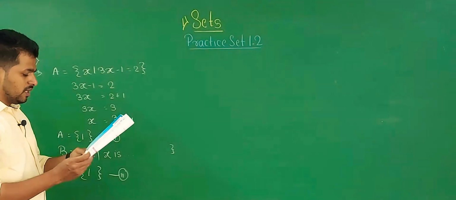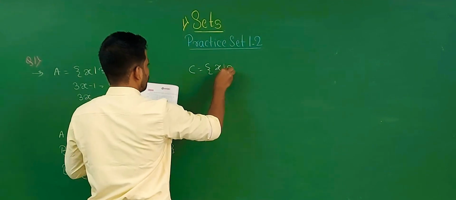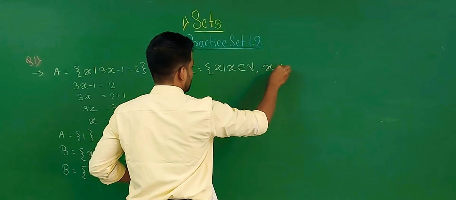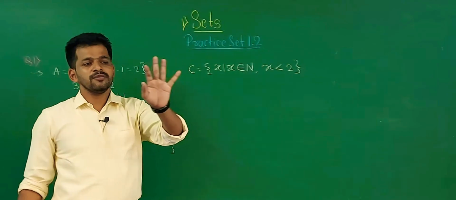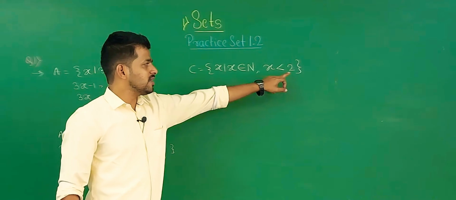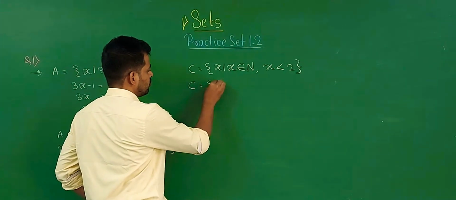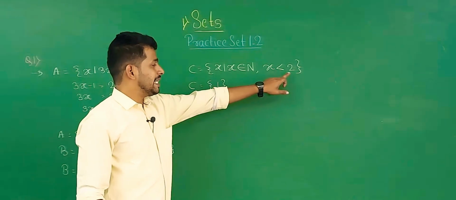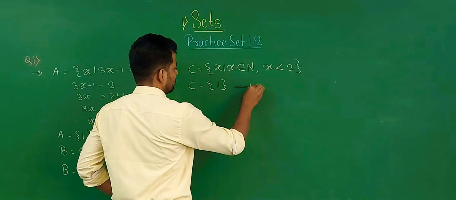Next, C. C is the set of all x such that x belongs to natural numbers and x is less than 2. So the condition is what? x is a natural number. Natural numbers start from 1, 2, 3, 4, 5, 6 up to infinity, but the value of x is less than 2. So here only one natural number is there, that is C is equal to 1, because after 1, 2 comes, but x is less than 2. That's why C is equal to 1, equation number 3.